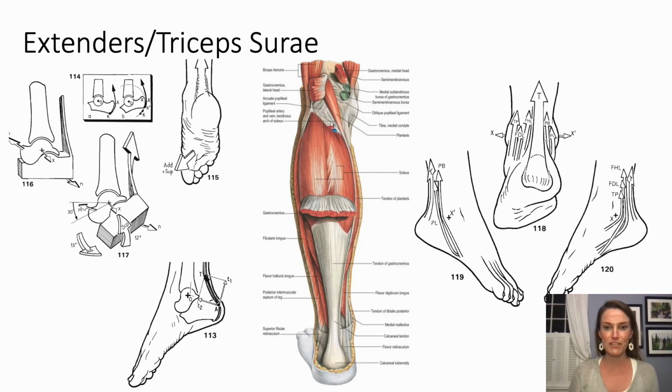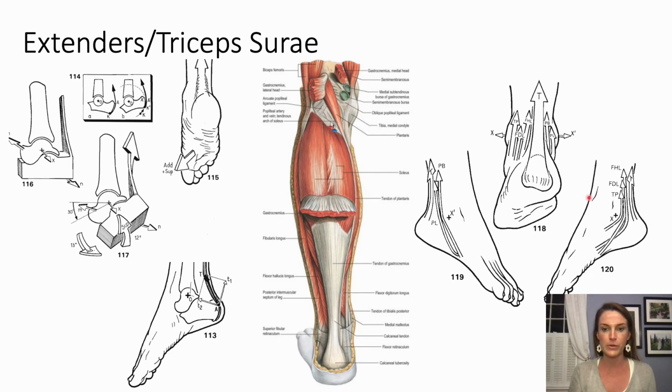The extenders of the foot are shown here. There are technically 6 muscles that do this, but the triceps surae is the only one that does it efficiently. There are 3 muscle bellies that insert into the Achilles tendon. They are most efficient with the knee extended and the foot dorsiflexed.